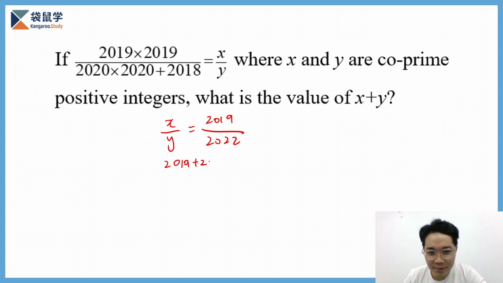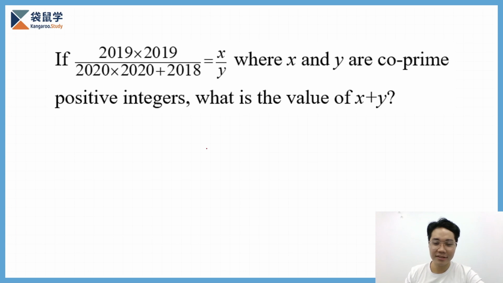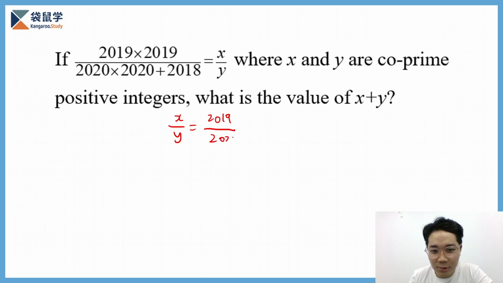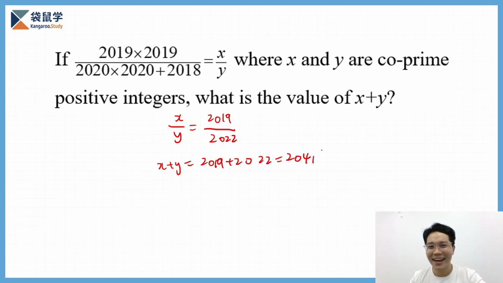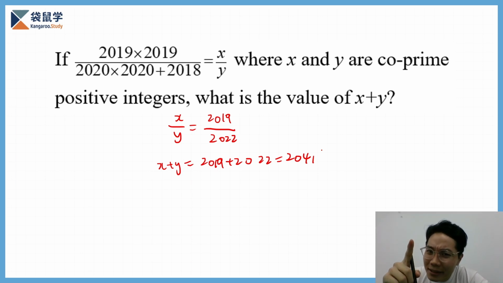2019 plus 2022. So once we found out that x over y is 2019 over 2022, then we can solve this answer so easily. X plus y equals 2019 plus 2022, which is equal to 4041. And wow, we have solved it. Amazing, right?